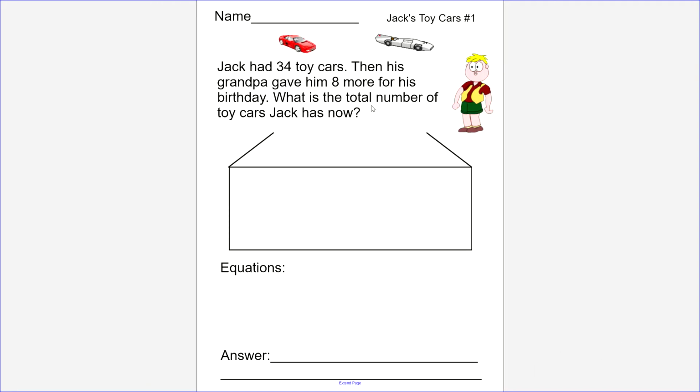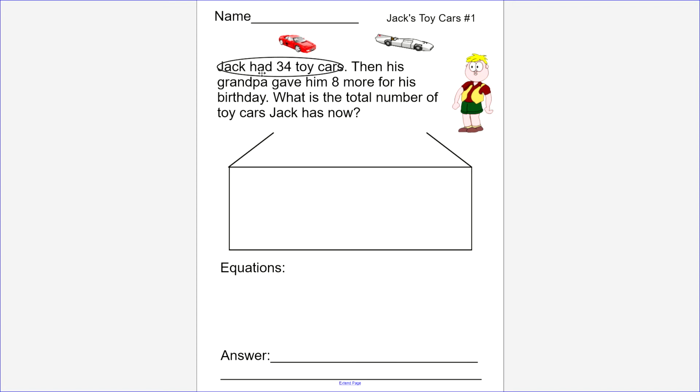So, Jack had 34 toy cars. Then his grandpa gave him 8 more for his birthday. What is the total number of toy cars Jack has now? Think about, what are the pieces of information they tell us in the story problem? What do we already know? Well, one piece of information is that Jack had 34 toy cars.